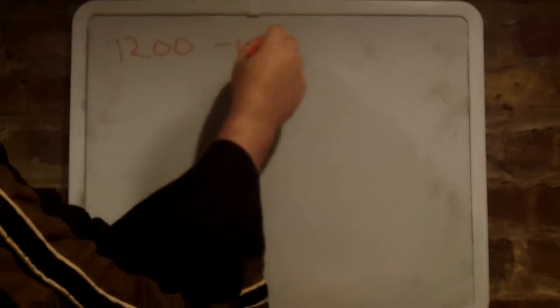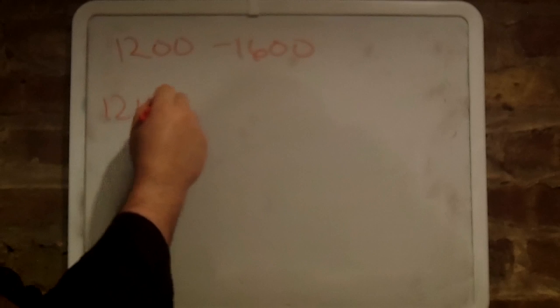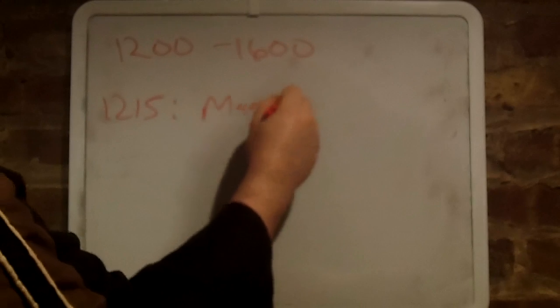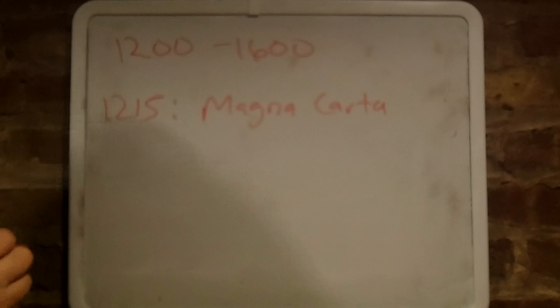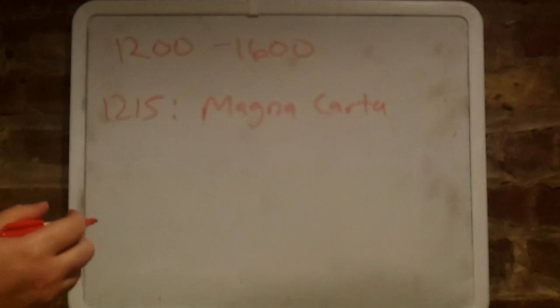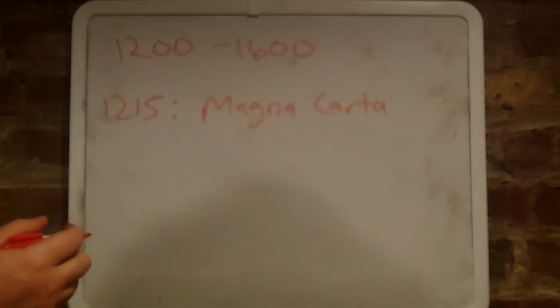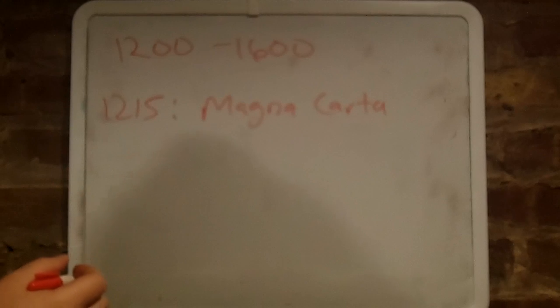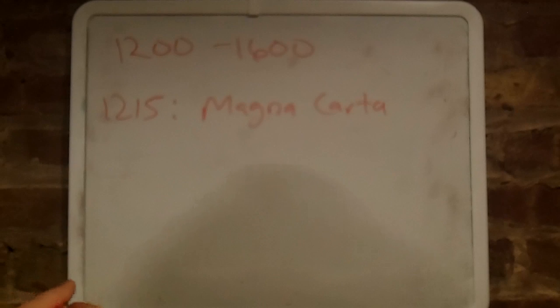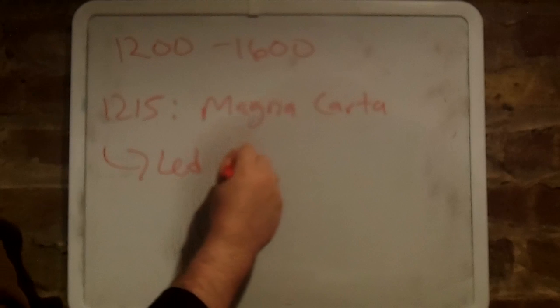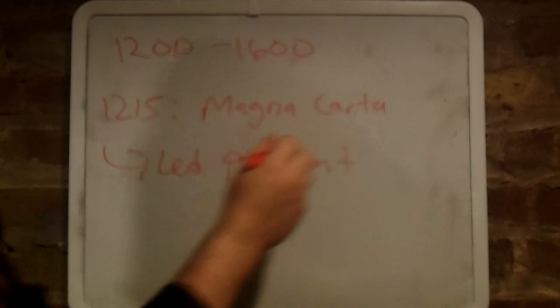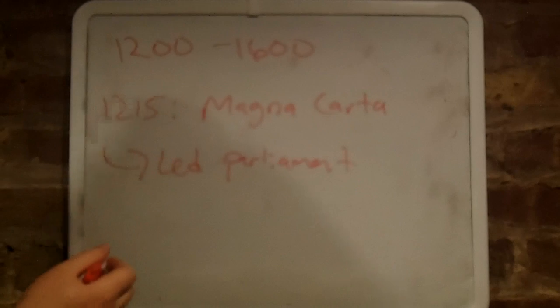The political system in England went through a lot of changes between 1200 and 1600. In 1215, you have the Magna Carta, which was a document that King John of England was forced to sign. And this was the first document in the history of the world which limited the power of the king. And it led to the creation of the British Parliament, which was at the beginning just a collection of lords and nobles who would vote on things. And the power of Parliament grew over the next few centuries.